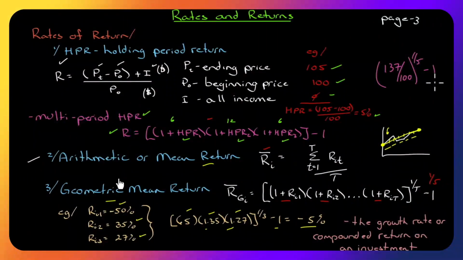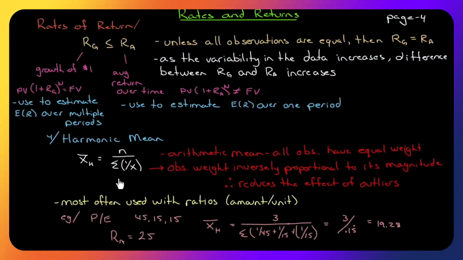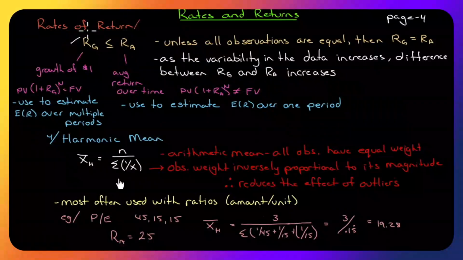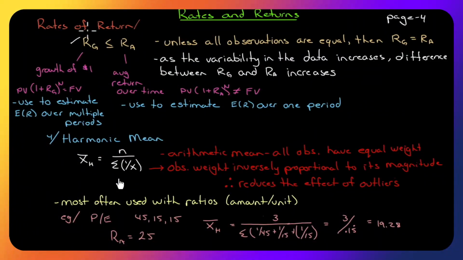Okay, more formally, what I said on the previous screen about the relationship between the geometric mean and the arithmetic mean, here it is here. The geometric mean will always be less than or equal to the arithmetic mean, unless all observations are equal. If that is the case, then the geometric mean will equal the arithmetic mean.